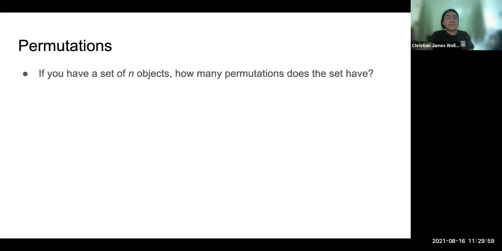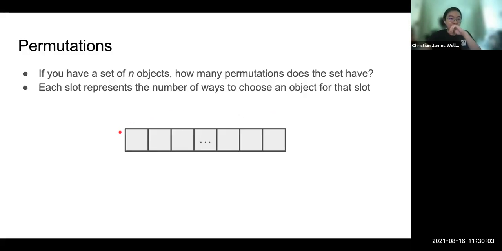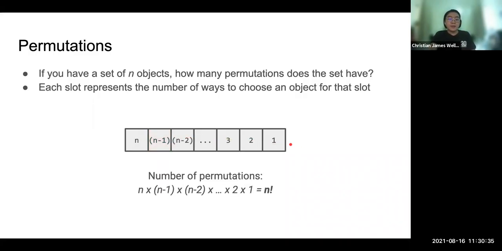Okay, so this is the question we want to ask, and how you can derive this is, let's say each slot represents a number of ways to choose an object for that slot. So we are imagining placing it in order, right? Placing it in sequence. So choosing the first element, there are n ways because we still have all n objects. So we take one out, and then choosing the second element is n minus one. We have n minus one choices because we are left with n minus one objects. Those are the number of choices, and so on, all the way to one. So the number of permutations by the multiplication rule, which I hope is familiar to all of you by now, is n times n minus one all the way to one, becoming n factorial.